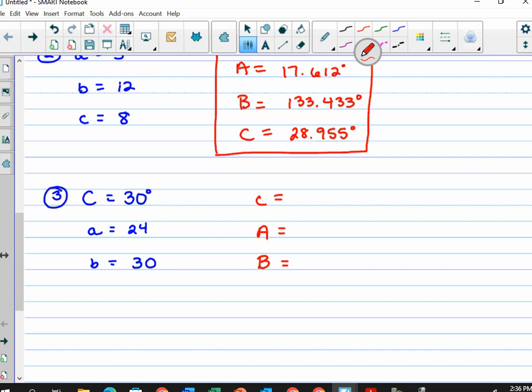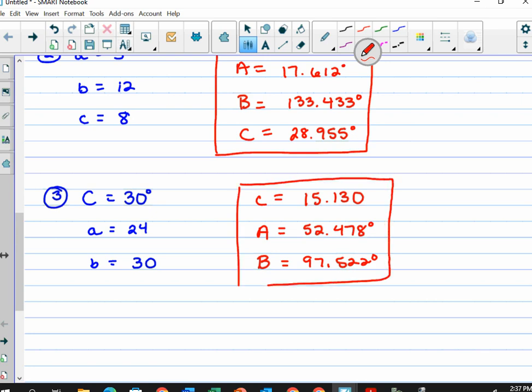All right. We do have multiple short answers at the same time, in different letters. Yes. Did we get 15.130 for side C? Carson, question? Yeah, no, we're doing this first. What did you get for angle A, guys? Okay. And that leaves us with 97.522. Steven? I got 9. Side C?